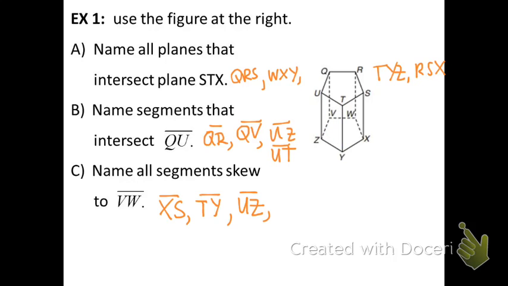And we also have those 4. We can't include that one because that actually is in the same plane as VW. So let me get rid of those. QU, TU, and ST. Remember, to be skew, it means to be not in the same plane, in lines that do not intersect.